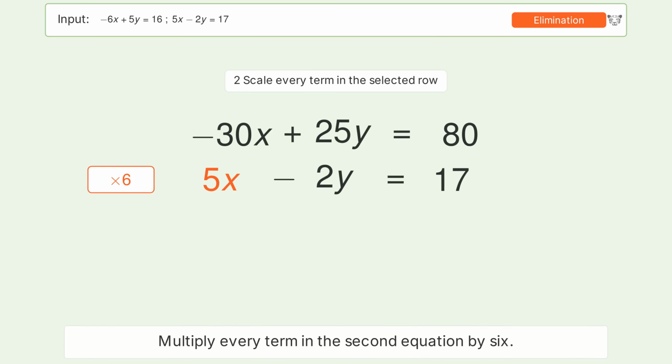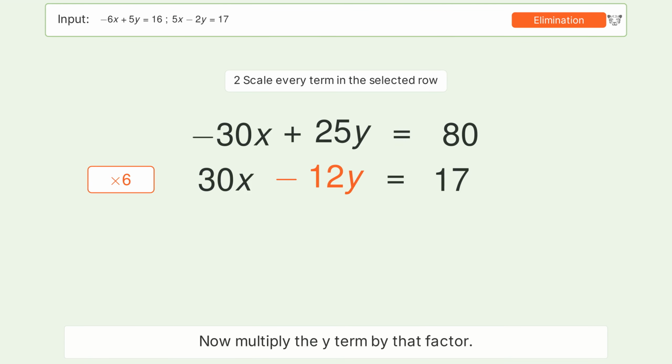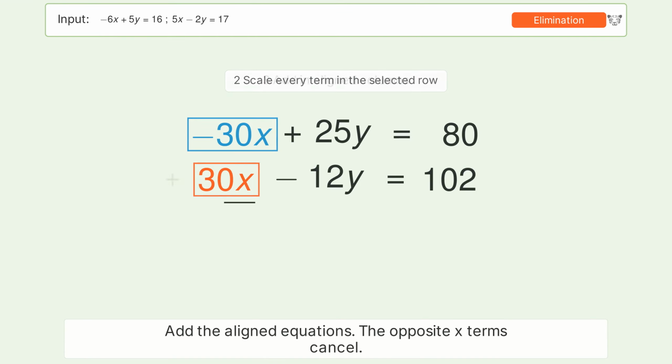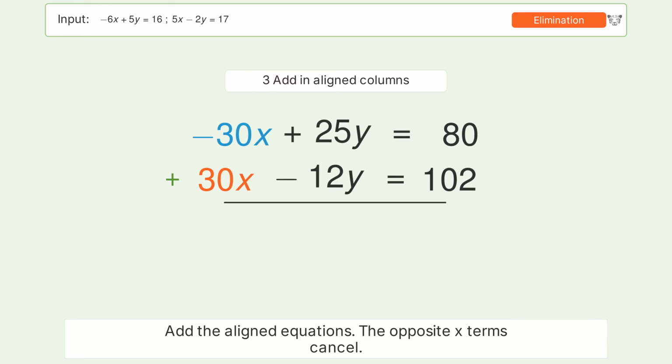Multiply every term in the second equation by 6. Multiply the x term by the same factor. Now multiply the y term by that factor. Finally, multiply the right side too. Add the aligned equations. The opposite x terms cancel.